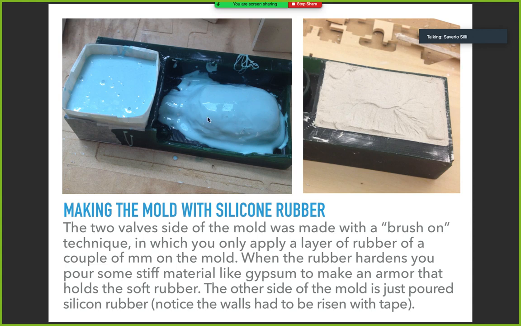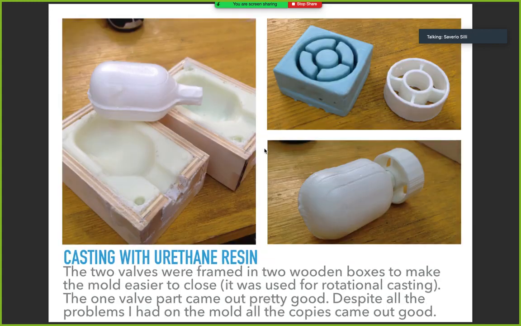And here I was running out of rubber, so I just made a one-layer rubber, and then I made a plaster armor to contain the first layer of it. This is a technique to save the rubber material. You can make a glove out of rubber and then an armor made of a cheaper material. But you don't need to do these kinds of things. Anyway, this is the result that I made.